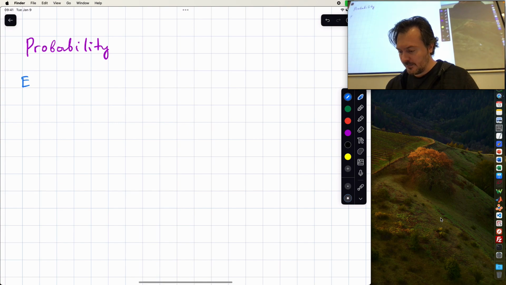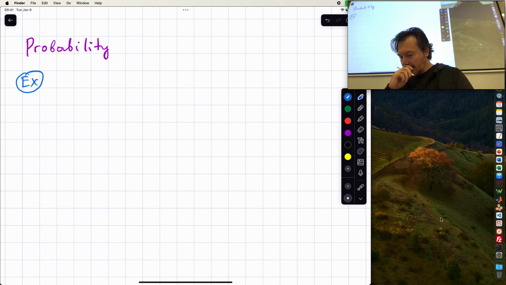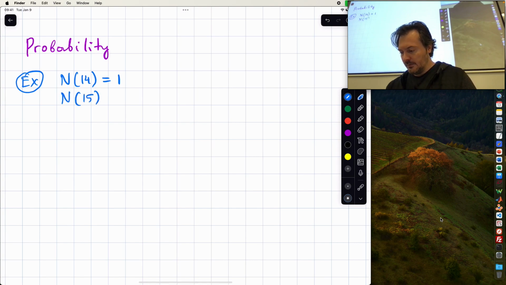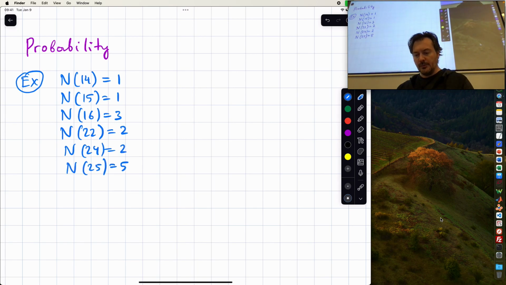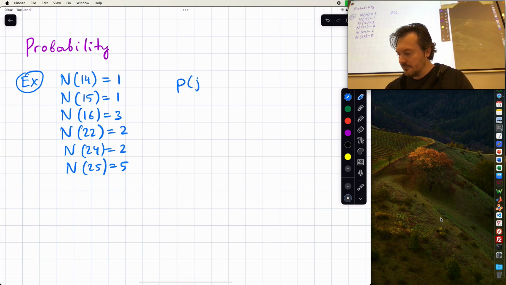Let me start with an example. So I have a group of people. Number of people with age 14 is 1, 15 is 1, 16 is 3, 2, 25 is 5. So let's define probability of J.